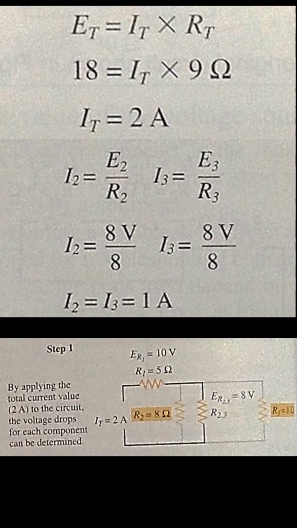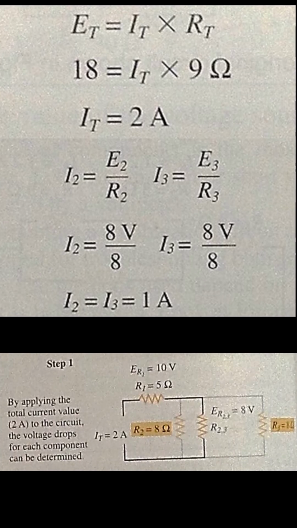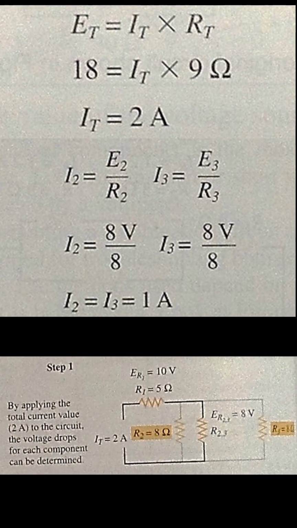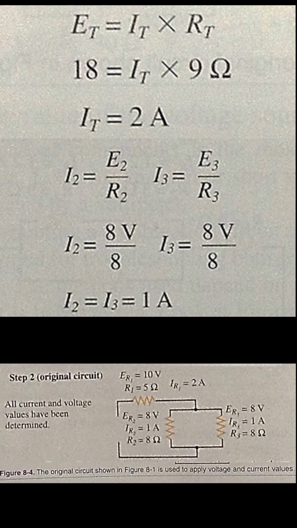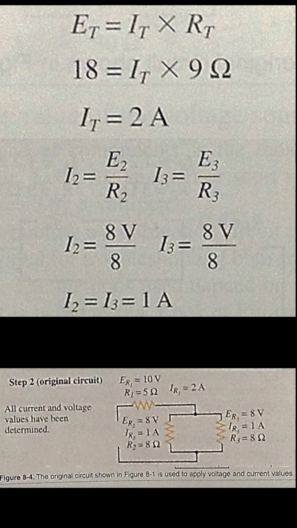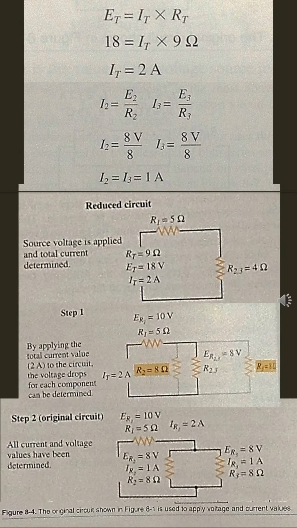Since the voltage drop in each resistor is known, Ohm's law can be applied to find the current values of each remaining resistor. Current 2 equals voltage 2 divided by resistance 2, which is the same as current 2 equals 8 volts divided by 8 ohms, which equals 1 amp. Or current 3 equals voltage 3 divided by resistance 3, which is current 3 equals 8 volts divided by 8 ohms, which is also 1 amp. R2 and R3 both have current values of 1 ampere.